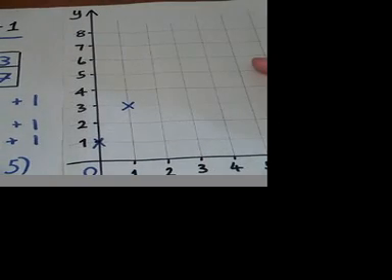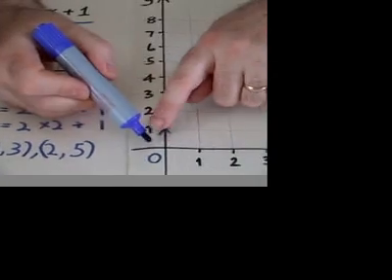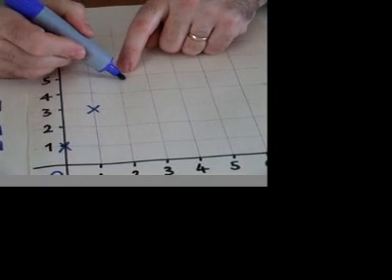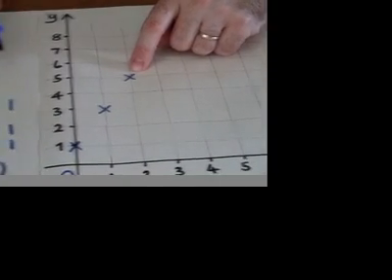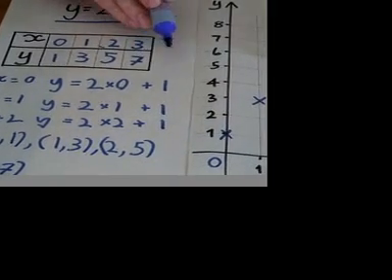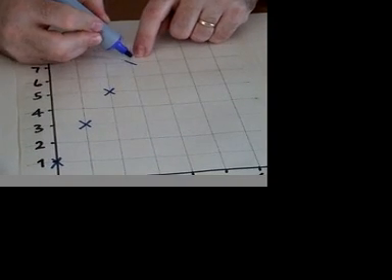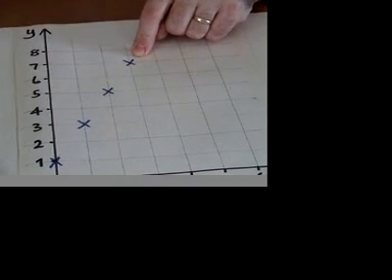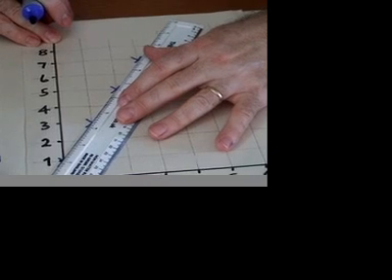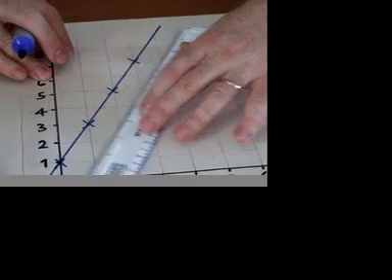Now that would be enough for a straight line, but I want to be sure it's a straight line. So what I then have to do is plot the rest of the points. When x is 2, y is 5, so again I come along here, x is 2, I come up to the y value of 5, put a cross there. And then the next one, x is 3, y is 7, so I come along to 3, up to 7, put a cross there. So I've now plotted my 4 points. I can now take a ruler and join up those points, and if I've done it right, all those crosses will be on that straight line.